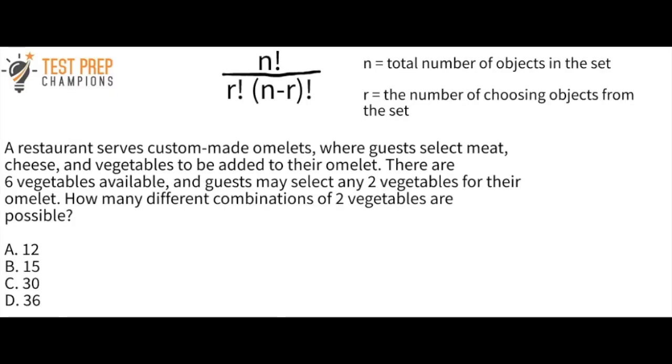Okay, so the first question says, a restaurant serves custom-made omelets where guests select meat, cheese, and vegetables to be added to their omelet.